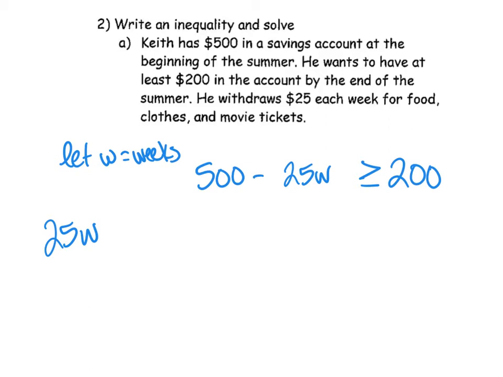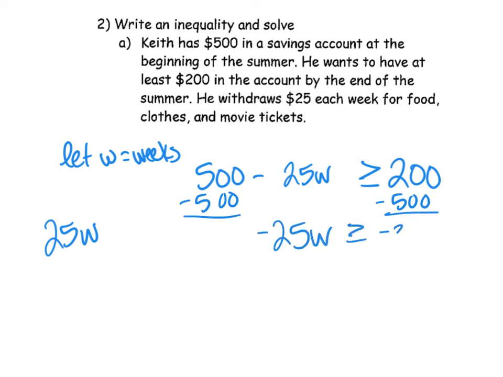Solve it with the people in your group. What'd you do first? Okay. Negative 25W is greater than or equal to negative 300. Go. What do I do? You would divide by negative 25 on both sides.